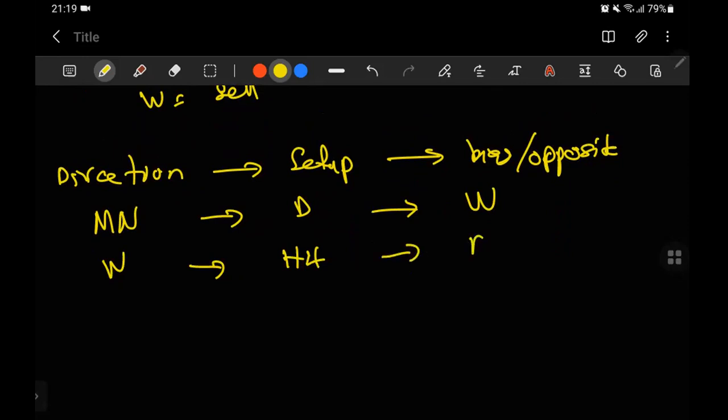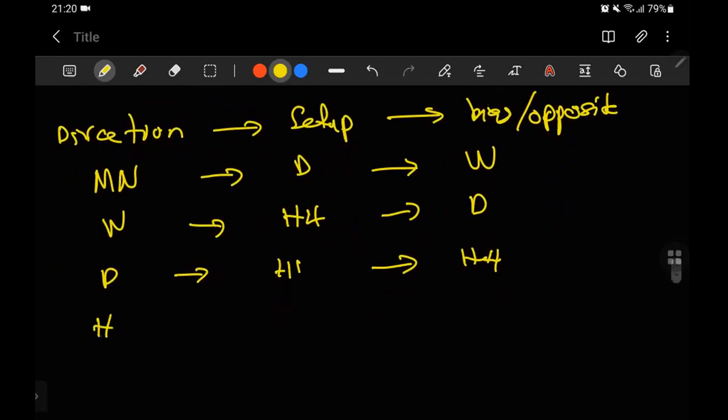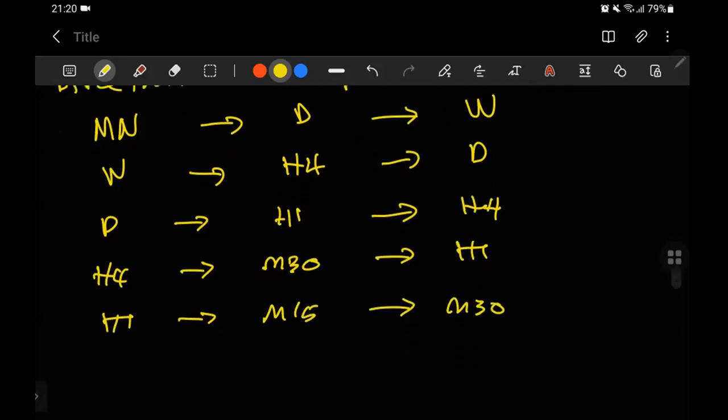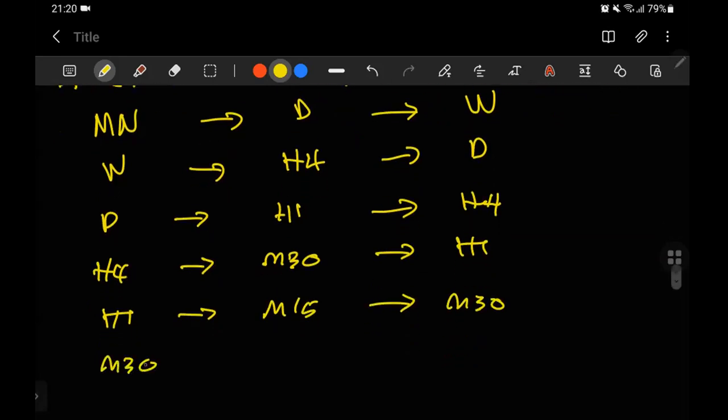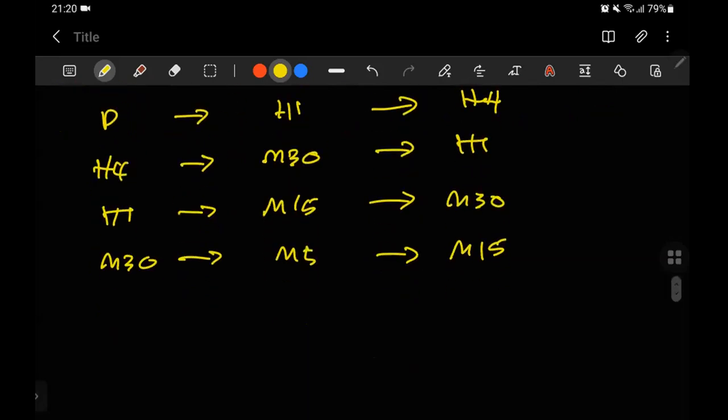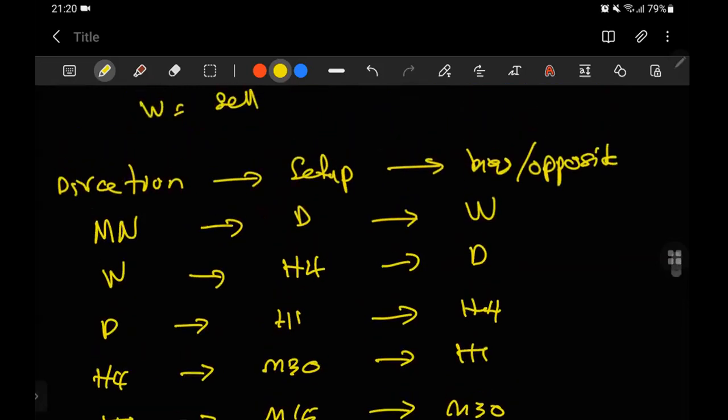Weekly, H4, daily; H1, H4; H4, M30; H1, M15; M30; M30, M5; M15; M15, M1, M5. So let's say the direction is buy, monthly buy.